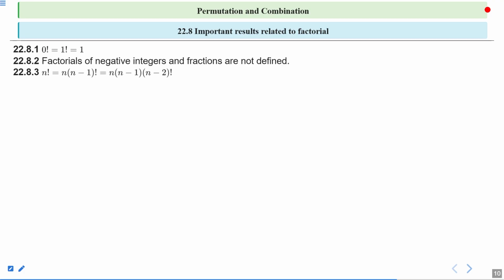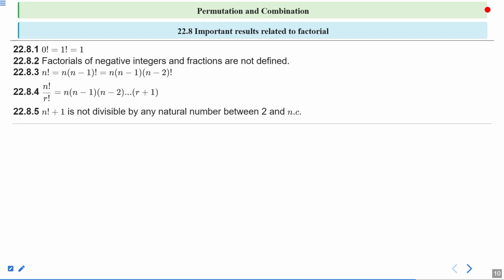N factorial equals n into n minus 1 factorial, which equals n into n minus 1 into n minus 2 factorial. So n factorial upon r factorial equals n into n minus 1 into n minus 2 dash dash dash r plus 1. So n factorial plus 1 is not divisible by any natural number between 2 and n.